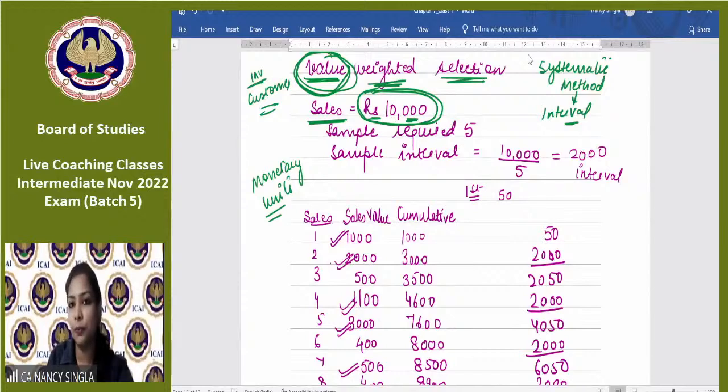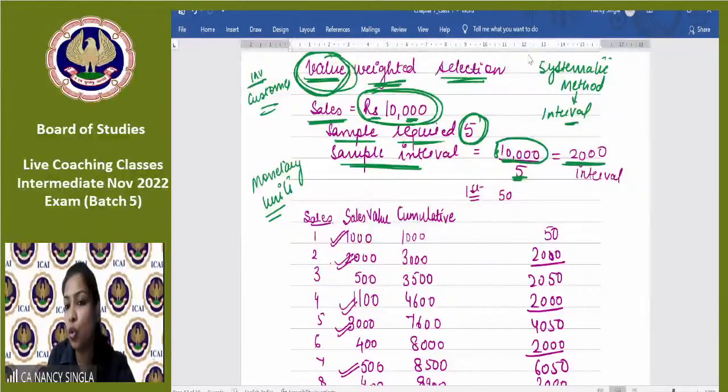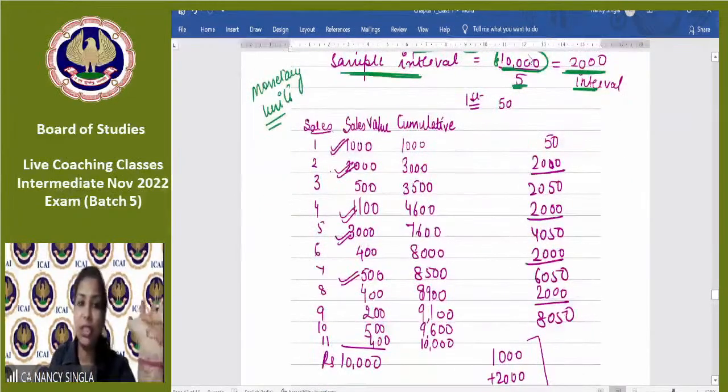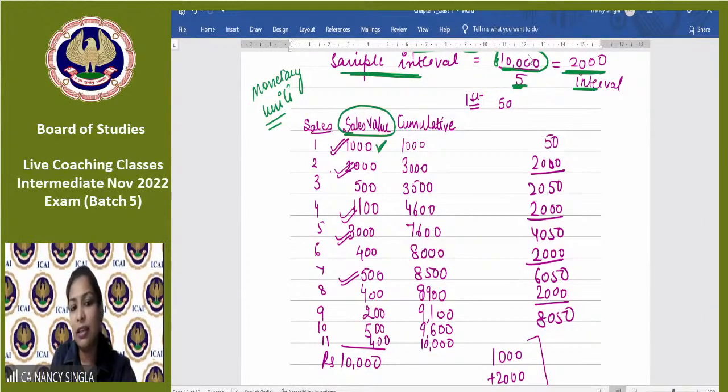So suppose a sample of 5 is required. What will be the sample interval? Rupees 10,000 divided by 5 is 2,000 interval. Now, what will be our population here? The sale value of the invoices. One sale value is 1,000, one is 2,000, one is 500, 1,100, 3,000. The total becomes 10,000.